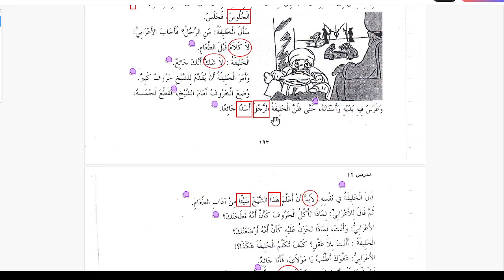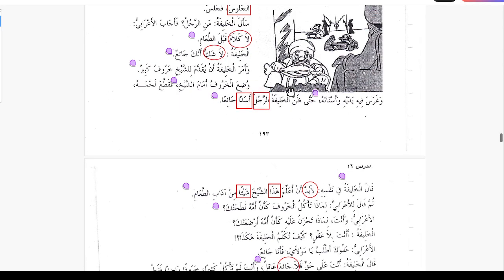Hatta zanna al khalifatu ar-rajula asadan jayan, even the caliph thought that the man is like a hungry lion. So now zanna is the verb that takes two maf'ul bihi, that we can see here, ar-rajula and asadan, and al khalifatu is the fa'il, and jayan is the sifa for asadan.